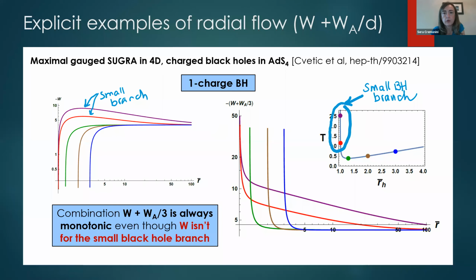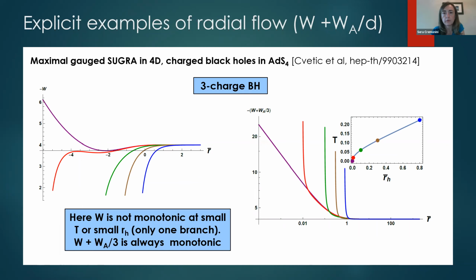Another thing, the two charged black holes are very, very similar to this. So I'm not going to show you those results, they're in the paper. The three charged black hole is qualitatively the same, but here you have only one branch. Again, W is non-monotonic at low temperatures, these red and purple dots. Obviously there's only one branch, so it's small horizon radius, and then it becomes monotonic. And this nice combination that we like is always monotonic. So that is the same qualitative features.